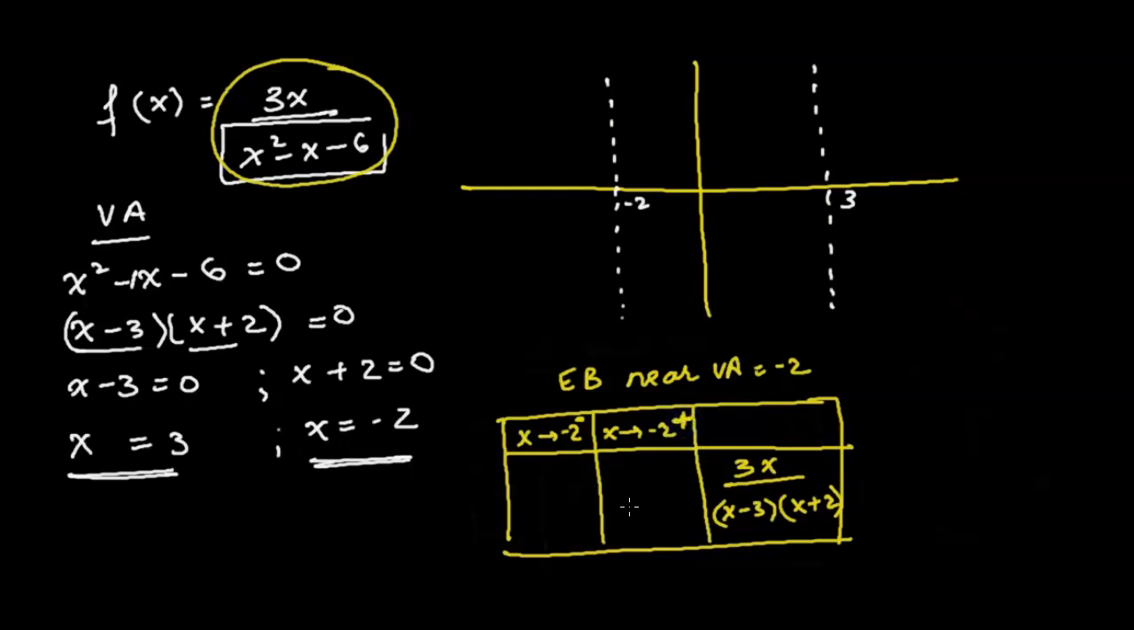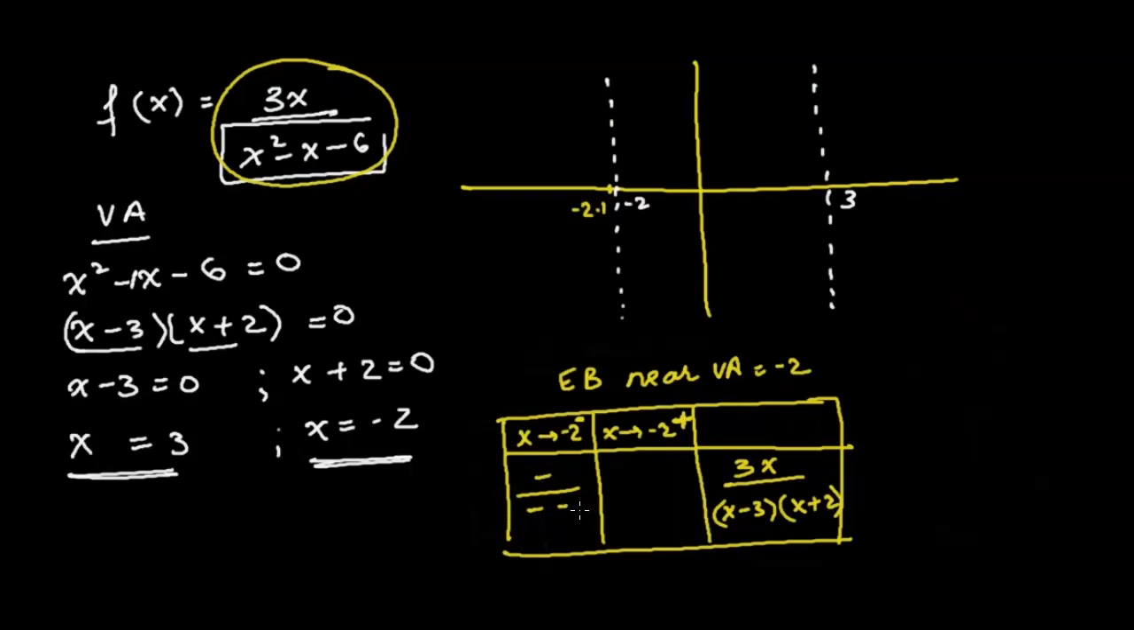All we are interested in are values very close to negative 2 on both the left and right sides. In the first case, we can take a value very close to negative 2, such as negative 2.1. We are only interested in the signs, whether the result is negative or positive. So when we substitute x as negative 2.1 in this function, the numerator is going to be negative. When we put negative 2.1 here, this part of the denominator will be negative, and when we put negative 2.1 here, this part of the denominator will also be negative.